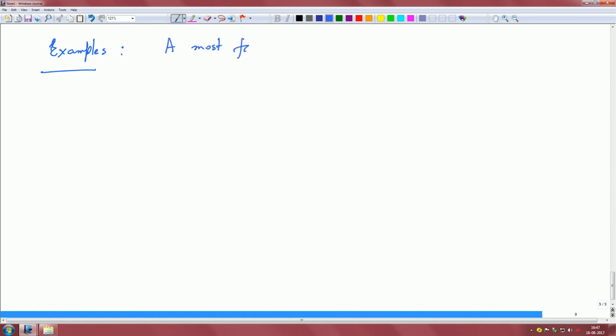A most familiar vector space is basically Rn, that is a set of all n-tuples where each of the elements are basically reals, right. This is a very familiar vector space.